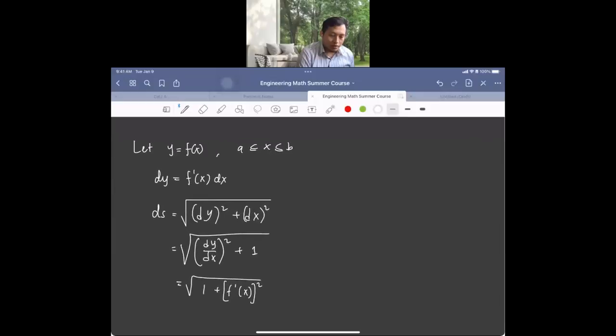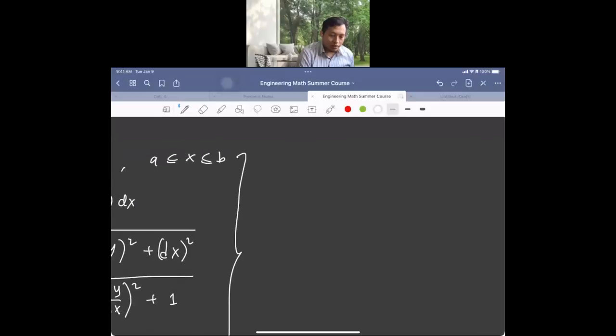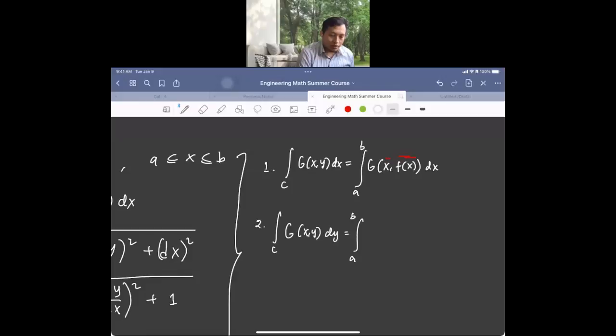Okay. And then from here we can write that first, the line integral g(x,y) dx is just the integration from a to b of just a normal integral. Nothing really different from here, because y is just f of x, just taking this x and then f of x for the y. And second, we can also take the dy and change dy with f prime.